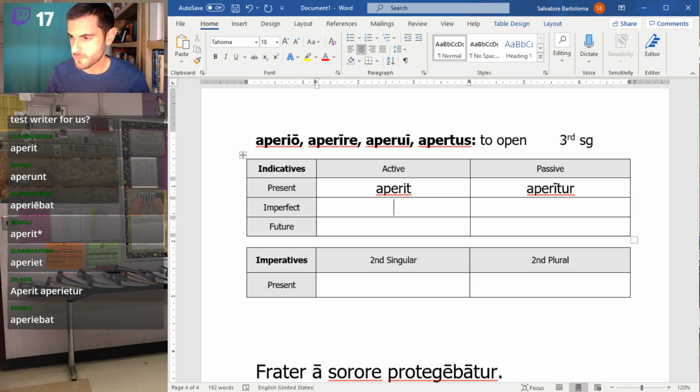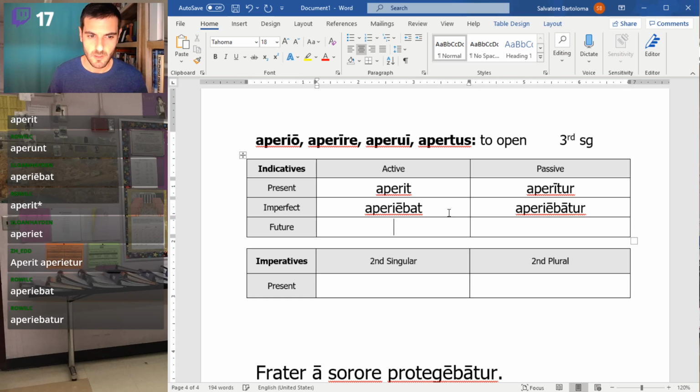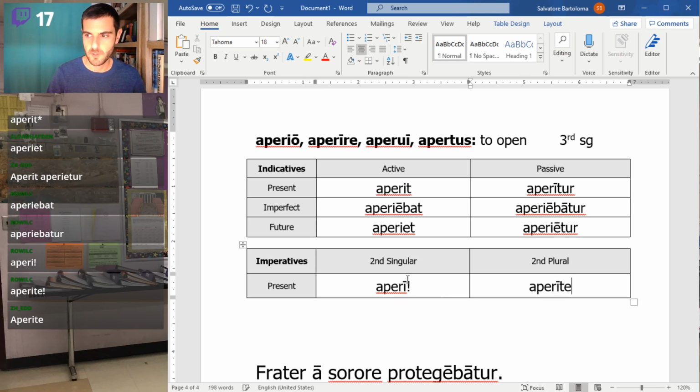Imperfect. I'm seeing them come in. So Zubair, you're close there. You just don't want to add any extra things when you go active to passive. You want to keep them pretty much the same. So aperiebat, aperiebatur. And then future, aperiet and aperietur. So we have our I in the present, and then we get our IE in the imperfect and future. Aperi, excellent, open. Aperi and aperita.